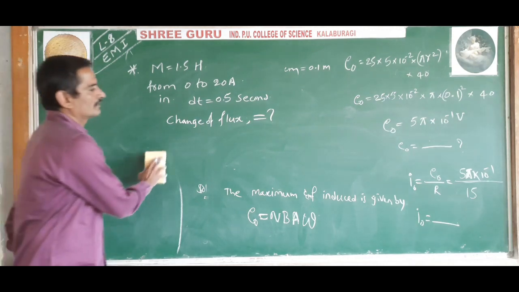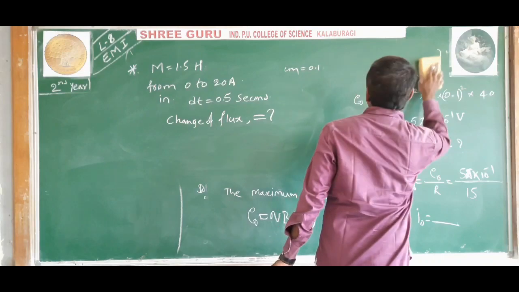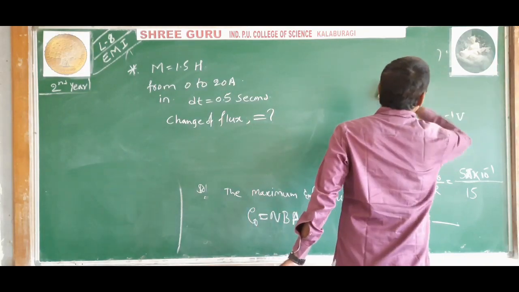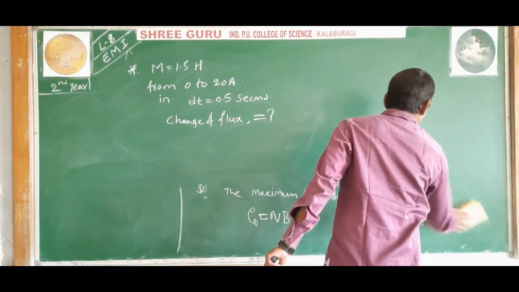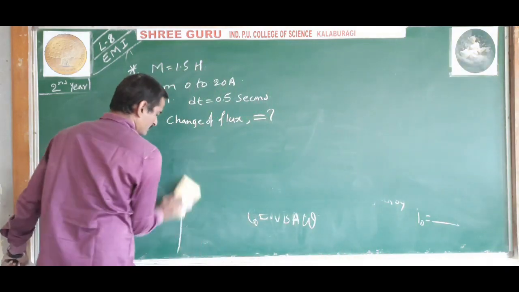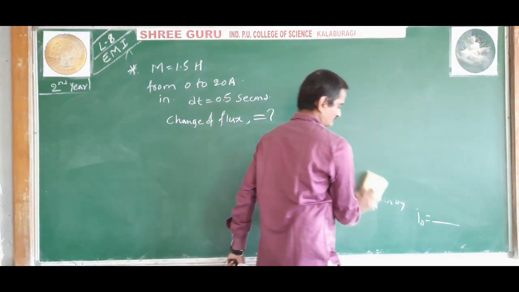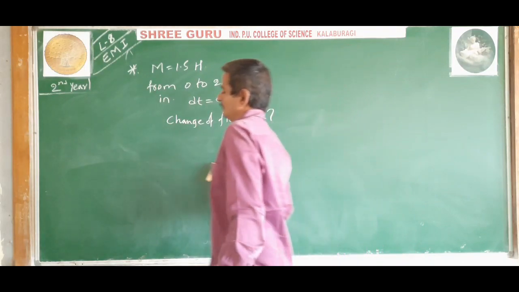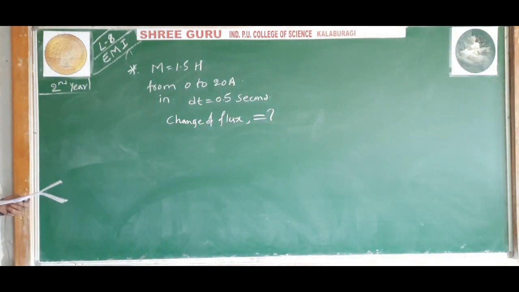Read the question properly, you will get the answer very easily. What is the change of flux linkage with the other coil? Okay, what have they given? Once again I will read the question.